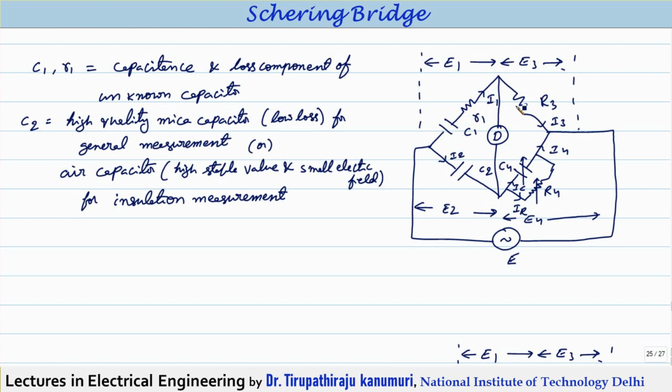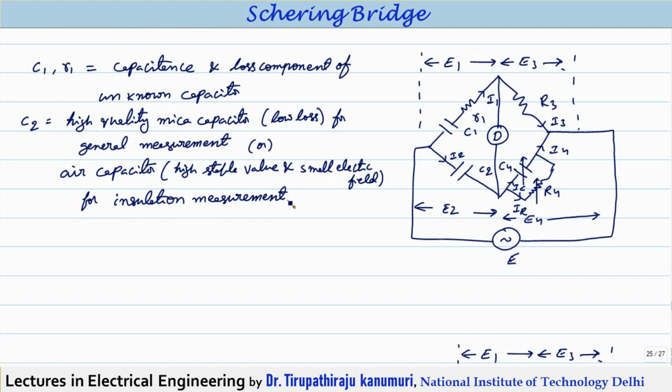Now there will be a resistance R3, a non-inductive resistance, and there will be a standard capacitor C2. Here C2 should be a high quality mica capacitor, because in that case it will have very low loss. So we can neglect the dielectric loss in this capacitance for general measurement. If you want to go for high voltage measurement, we go for the air capacitor because it has a highly stable value and a small electric field. This is particularly used for high voltage insulation measurement.